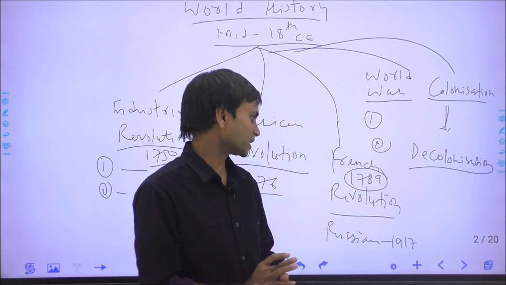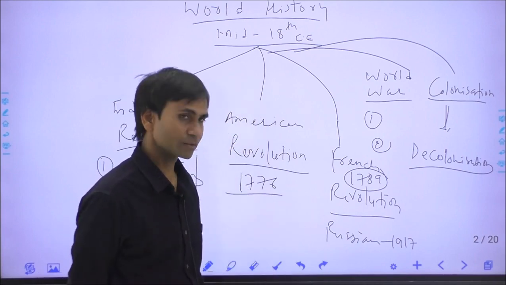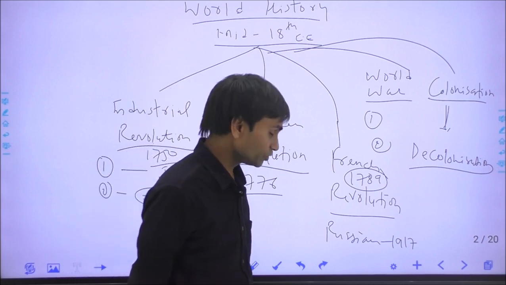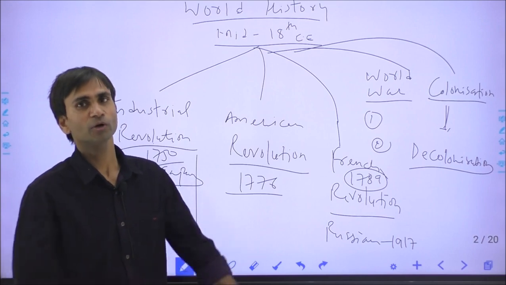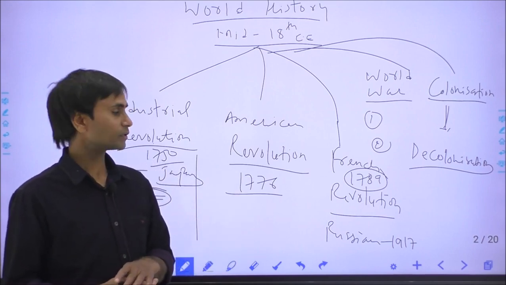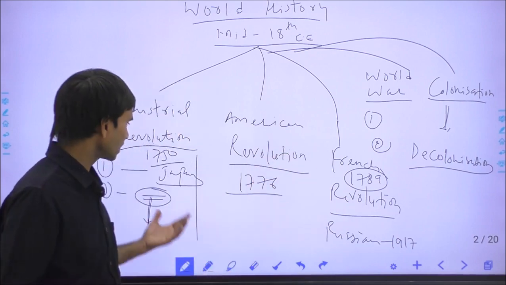And this is the Russian Revolution, 1917. The impacts of the Russian Revolution: after the Russian Revolution, the rise of communism. And what do you mean by communism? And later on, how did communism stand itself against capitalism?